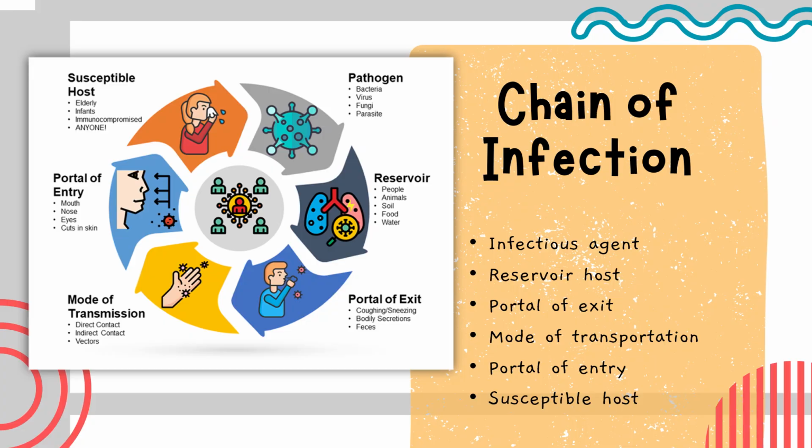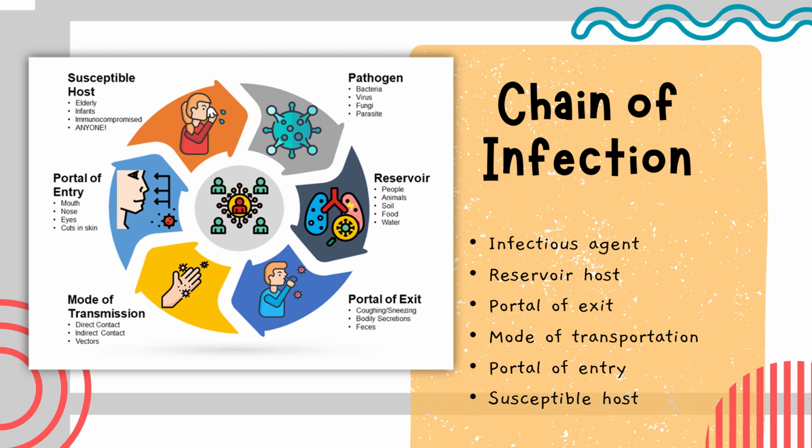So the next is going to be our chain of infection. The chain of infection is going to describe how an infectious disease spreads. So really, to prevent infection, we as nurses want to break any link within this chain. So it's a circular chain. If we break that link, then we can prevent that infection from spreading. So there are 6 links here.